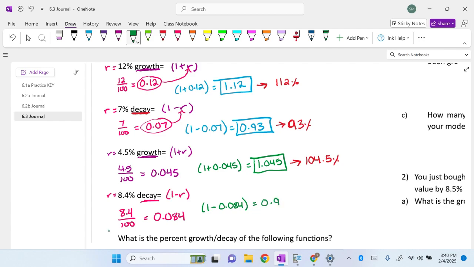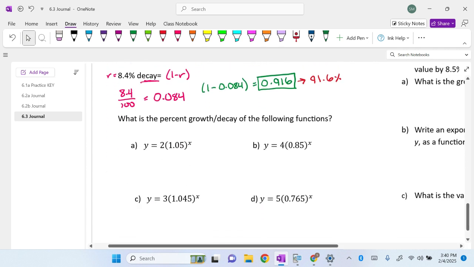So this will be 0.916. That's our decay factor. And again, if we turn that back into a percentage, so multiply that decimal by 100, you get 91.6% decaying. So that's how you would calculate your b values for the exponential growth and decay functions if you had to build the functions on your own. You take whatever percentages, convert it to a decimal by dividing by 100, and then put it into the respective formula.